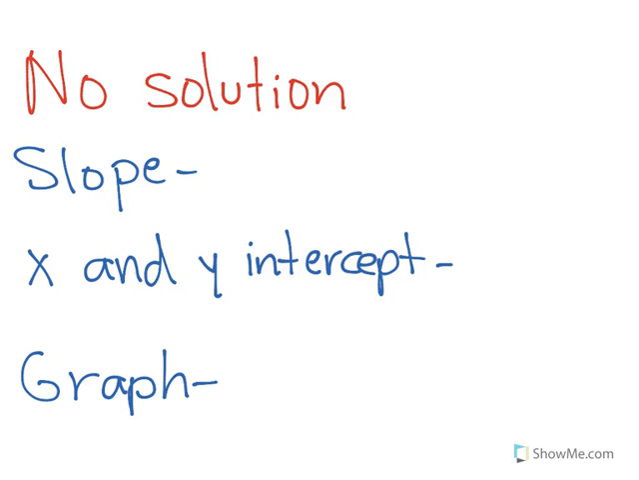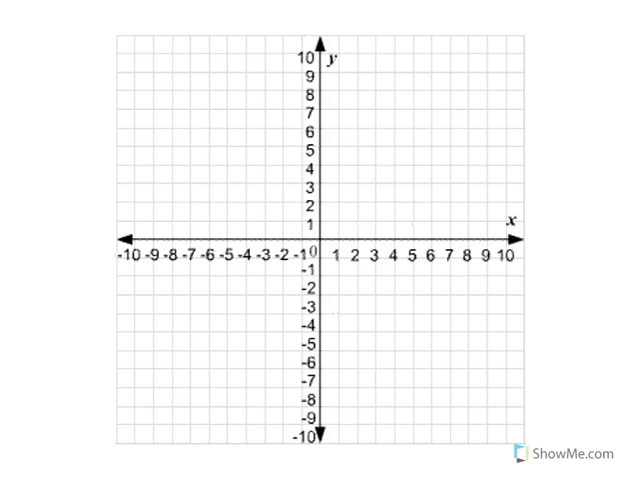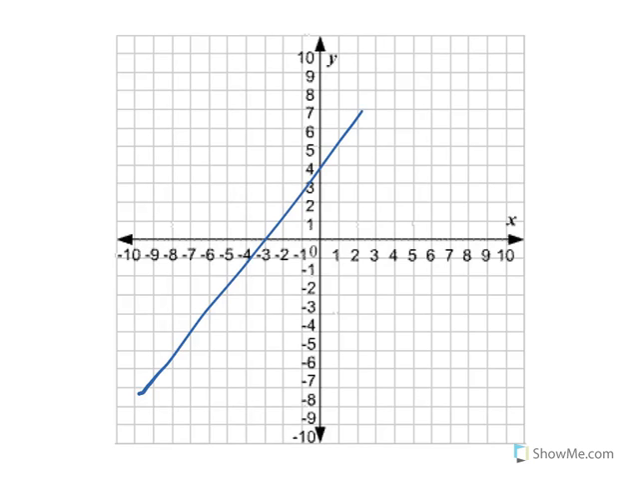Now the next case is to have no solutions. When you have no solutions, your graph will look something like this. So one of the lines will maybe look something like that, and the other one must be exactly parallel to it. It doesn't matter how close or how far, as long as it's a parallel line and it's not the same line, you will have no solution because there is no point of intersection.